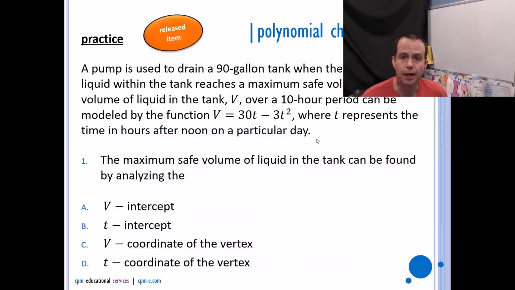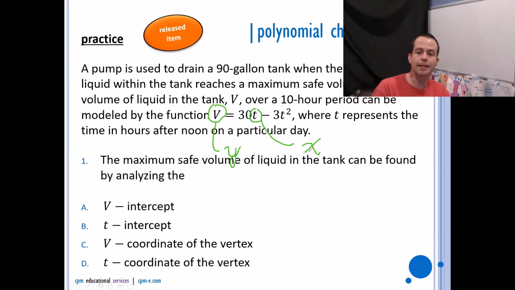Okay, so here we go. First one: a pump is used to drain a 90-gallon tank when the volume of liquid within the tank reaches a maximum safe volume. The volume of liquid in the tank, V, over a 10-hour period can be modeled by the function V equals 30t minus 3t squared, where t represents the time in hours, afternoon on a particular day. So the very first thing I would want you to say to yourself is, okay, V is my Y and T is my X, okay? Make sure you label what you've got.